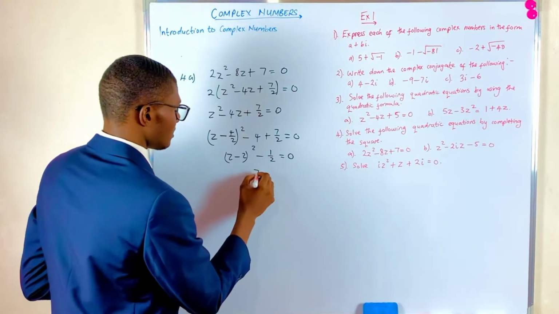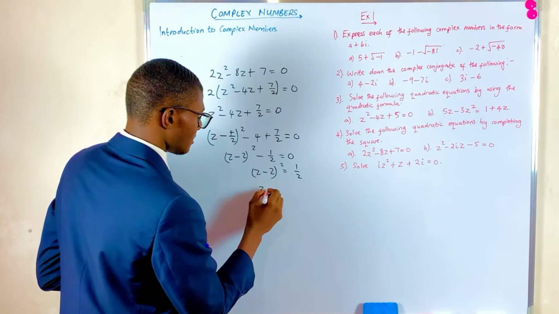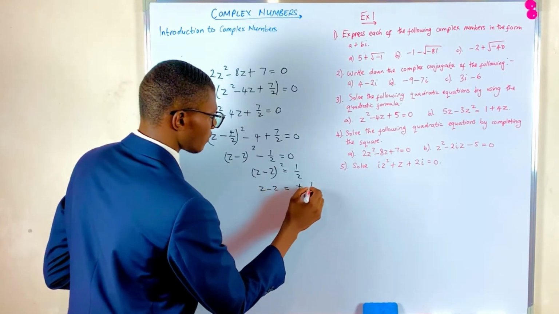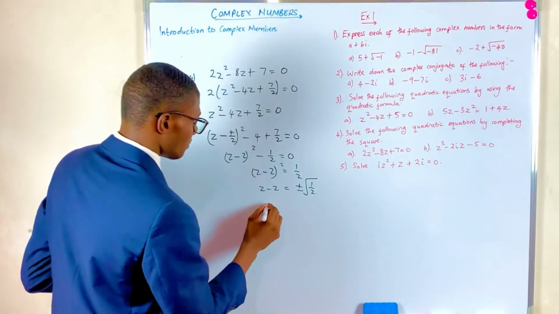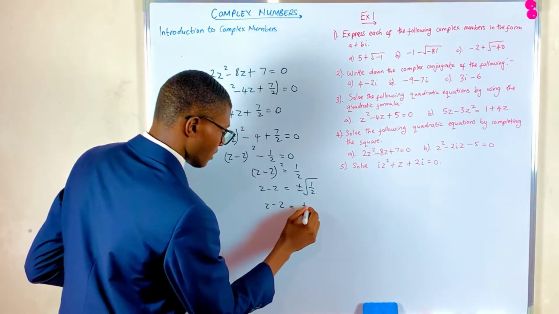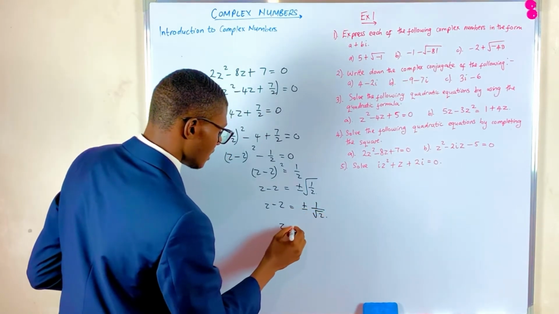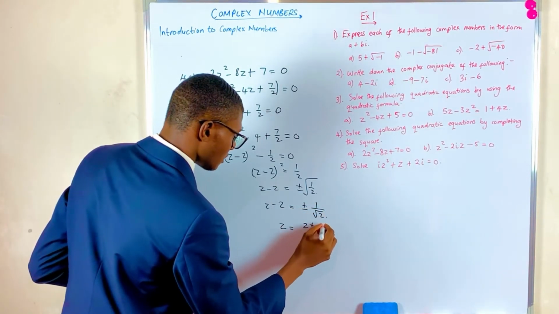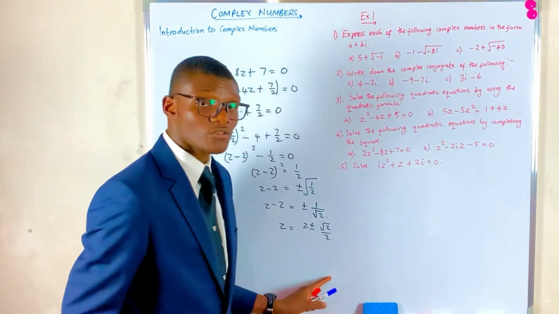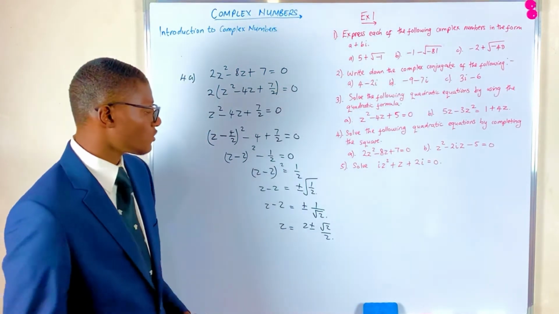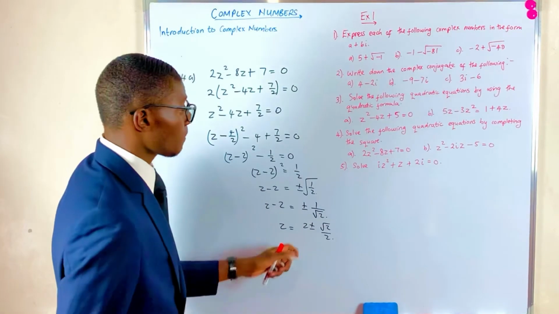Then z minus 2 squared is equal to half, and z minus 2 will be plus or minus the square root of 1 over 2, which means z minus 2 is equal to plus or minus 1 over root 2. Then z would be 2 plus or minus root 2 over 2. So we either have 2 plus root 2 over 2 or 2 minus root 2 over 2 as the solution for z. So this is for the first part.